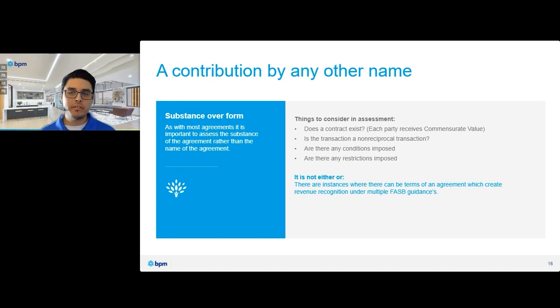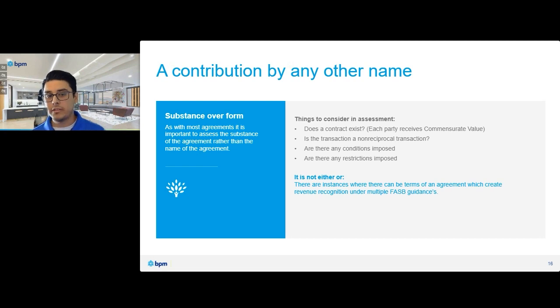And one of the most important things to note is that a contribution by any other name is still a contribution. Much like many things in accounting, it's important to understand and to really read about the substance over the form. Most agreements will have something in it that you'll be able to read and understand and truly be able to identify, what is this agreement actually? Is this a contract where each party is receiving commensurate value and potentially an exchange transaction? Or is it truly a non-reciprocal transaction and thus a contribution accounting?